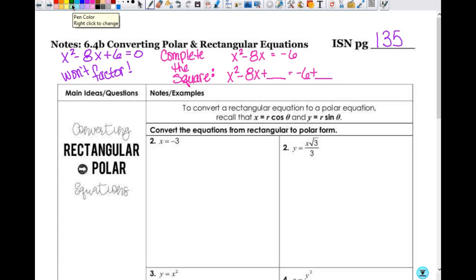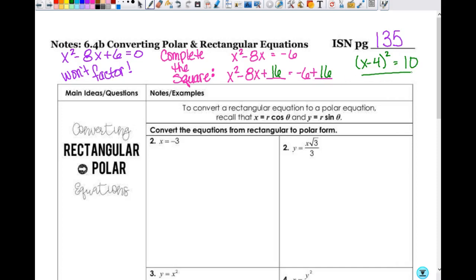So what would I add to both sides? You remember what you do? 16. You take half of this and you square it. So half of negative 8 is negative 4. When you square that, you get 16. So you add 16 to both sides. My equation is still balanced. I've changed the way it looks. I haven't changed the value or the graph or anything else. Then when I actually factor this, this becomes x minus 4 squared. That's the whole point of doing that. And that's going to equal 10. That's you completing the square.